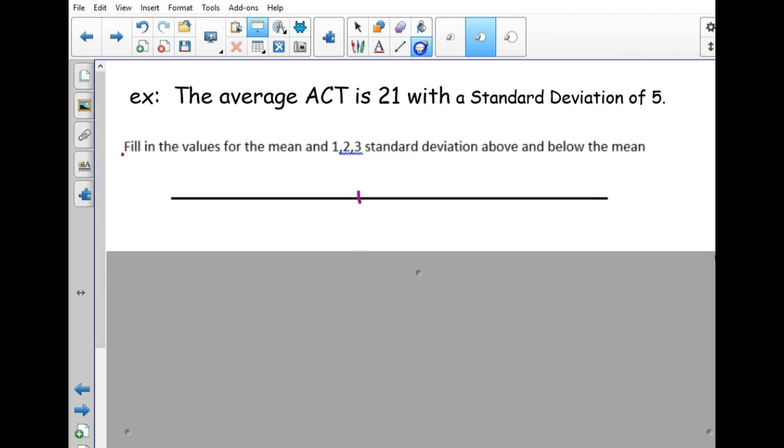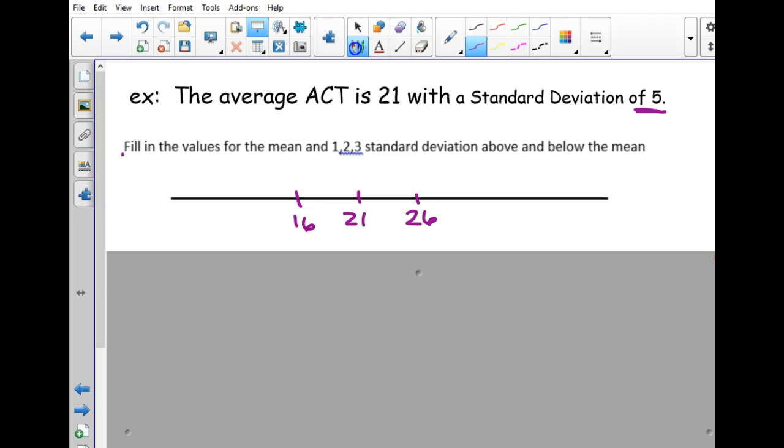But instead of 0, I lied. I'm going to actually put what? What is the average? 21. And then 1 standard deviation above the mean would be what value? 26. How did I get that? 21 plus 5 is 26. And then 1 standard deviation below the mean would be what? 16.